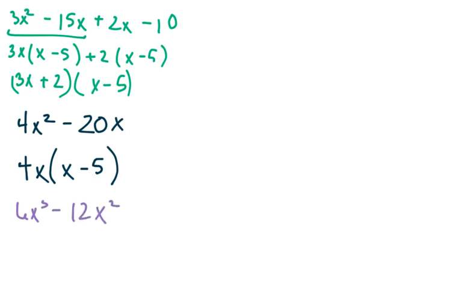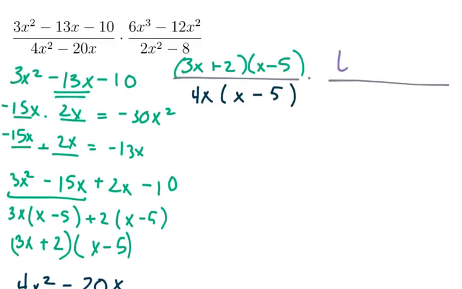minus 12x squared. Again, we're in the 2-term situation, but as always, we want to see if there's a GCF we can take out first. So if I look here, we've got 6x cubed and 12x squared. They're both divisible by 6, and they both have 2 x's. So 6x cubed divided by 6x squared leaves us with just an x. And then 12x squared divided by 6x squared leaves us with a 2. So we can replace this with 6x squared times x minus 2.